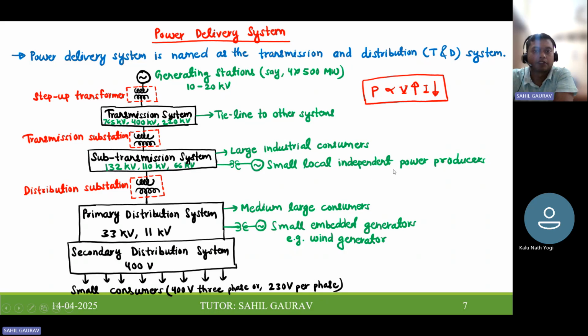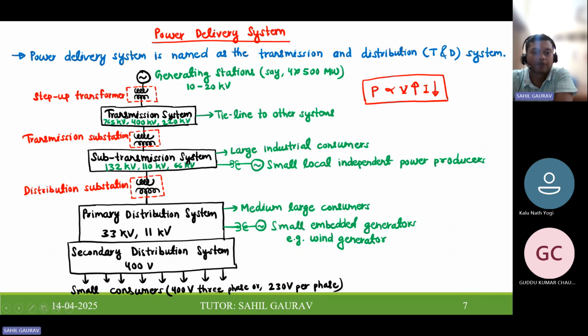In the subtransmission system, large industrial consumers may be connected, and also small local independent power producers. And after the subtransmission system, we have distribution substations, which is where this course is focused. First comes the primary distribution system, with a rating of 33 kV, 11 kV, where medium and large consumers are connected, or maybe some DG, like wind generation systems. And then from primary distribution systems, we have secondary distribution systems where small consumers like our households are connected.